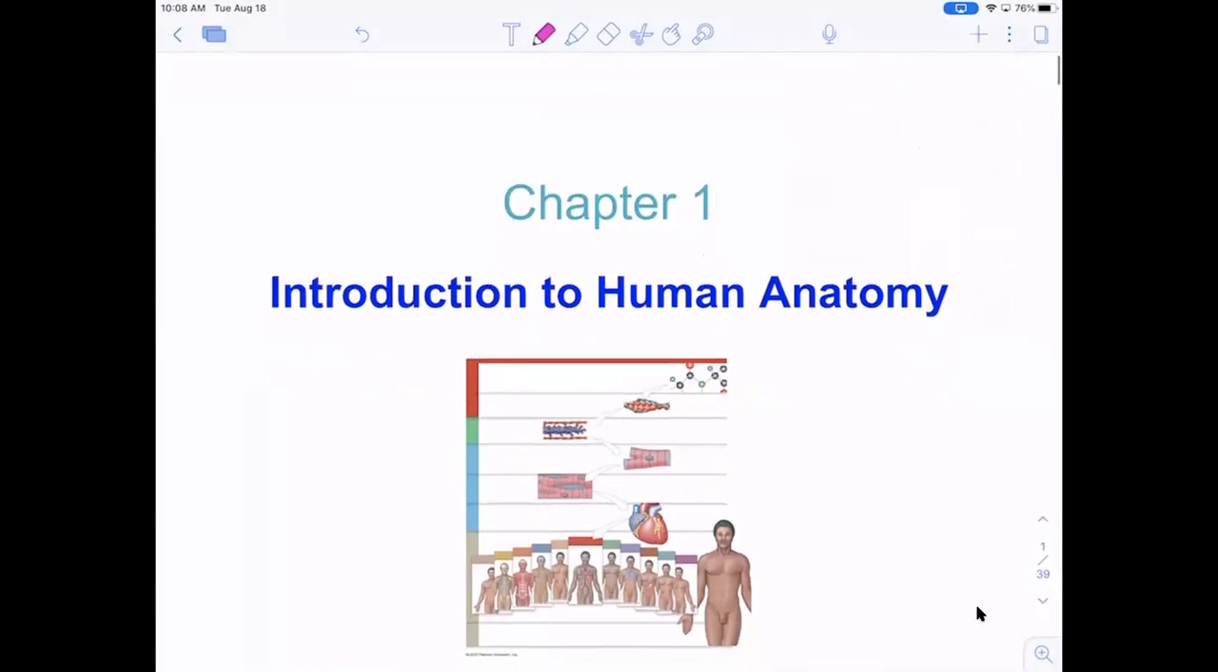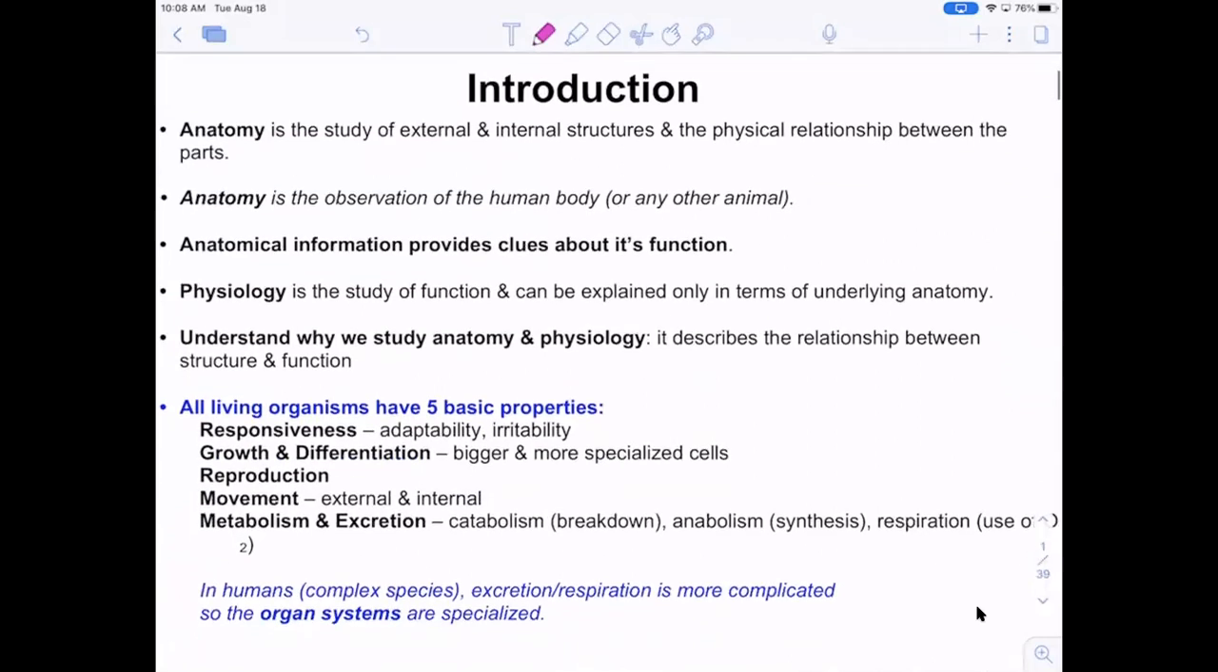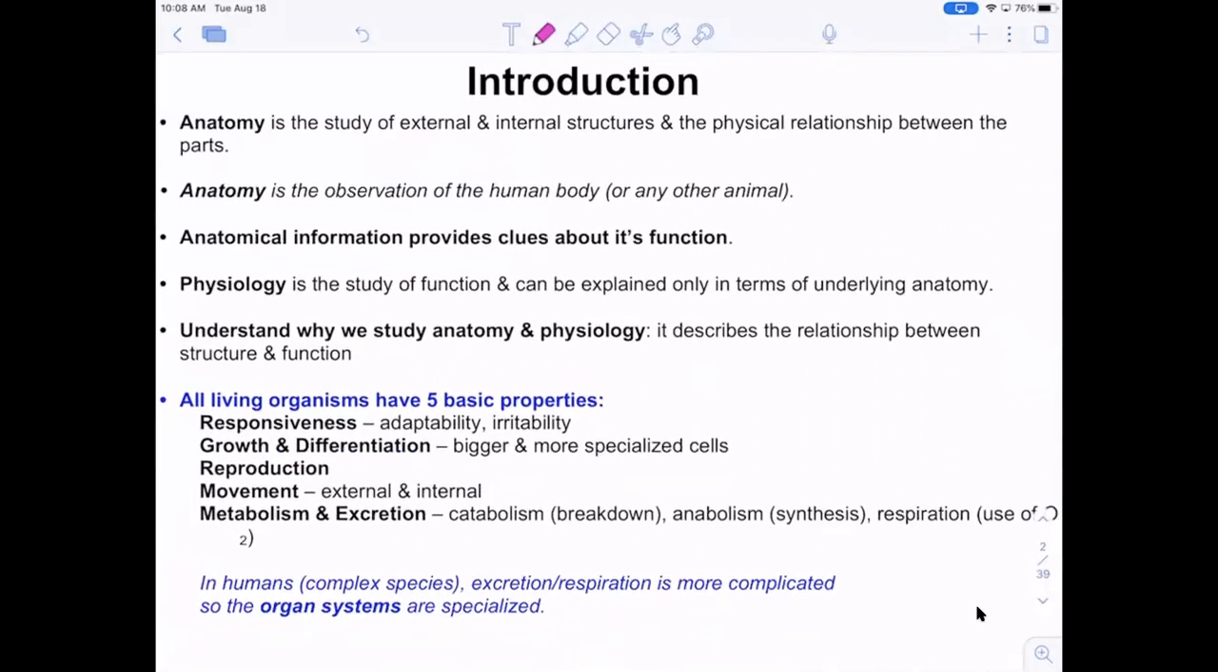So chapter 1, Introduction to Human Anatomy. Anatomy is the study of all the human anatomical structures in the body, naming those structures and defining what their functions are. And then physiology is where you learn how each of those structures performs its specific function.